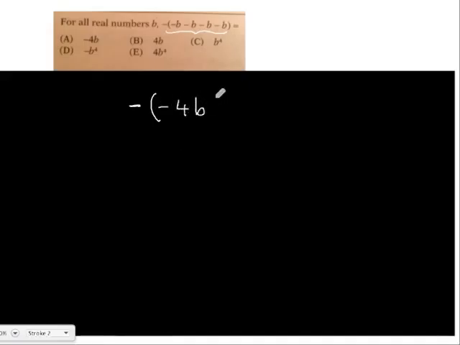This is the last one in my series of negative numbers. Negative B, negative B, negative B, negative B gives you negative 4b. So this whole thing here turns into negative 4b, and your final answer would be positive 4b. And the answer is B.